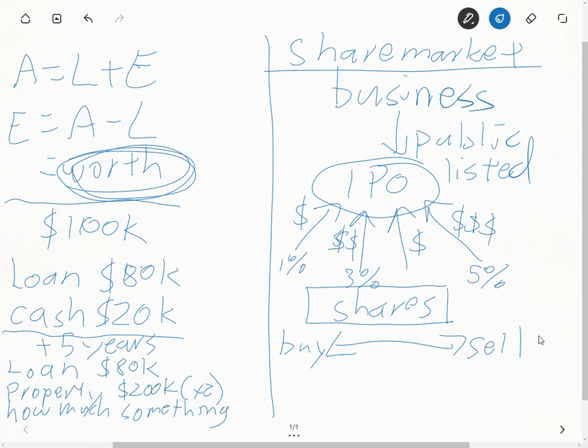Now, what's important for the business in particular is that they only get the money at this point here, okay, the IPO. Because after the IPO, you're just buying and selling shares between other investors. I mean, you could be selling your shares to the guy next door. Okay, so this is kind of like a secondary market.